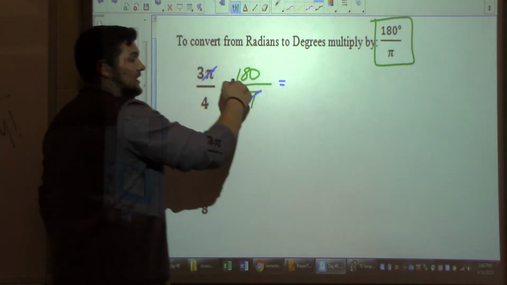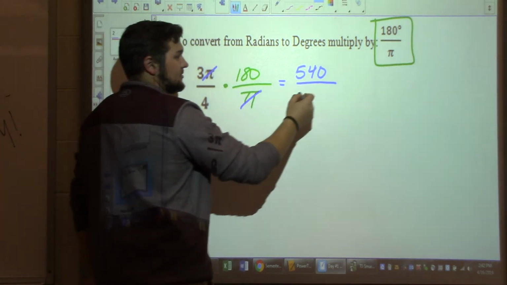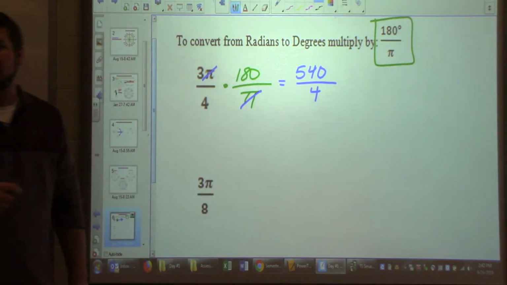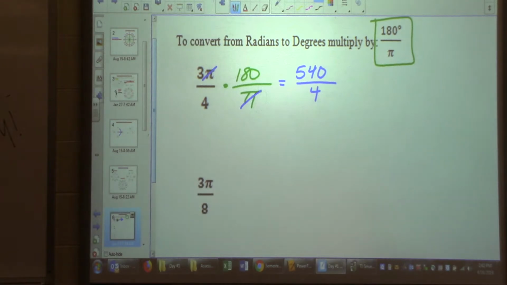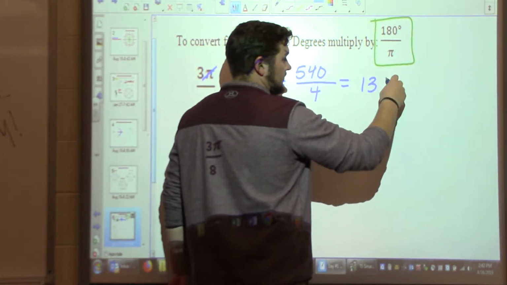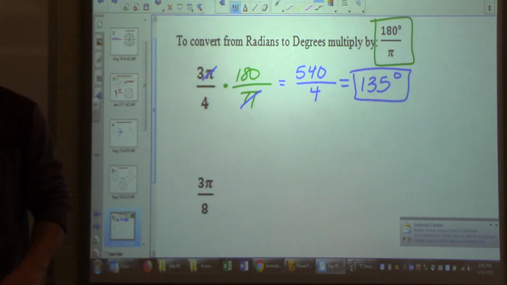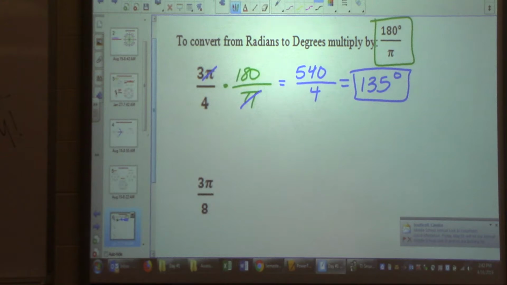So 3 times 180 gives me 540 over 4 times 1 is 4. So you just do 540 divided by 4. That should give us 135 degrees. That's all it is to change from radians to degrees. That's it. We're trying to get rid of pi, because then we go from radians to degrees.